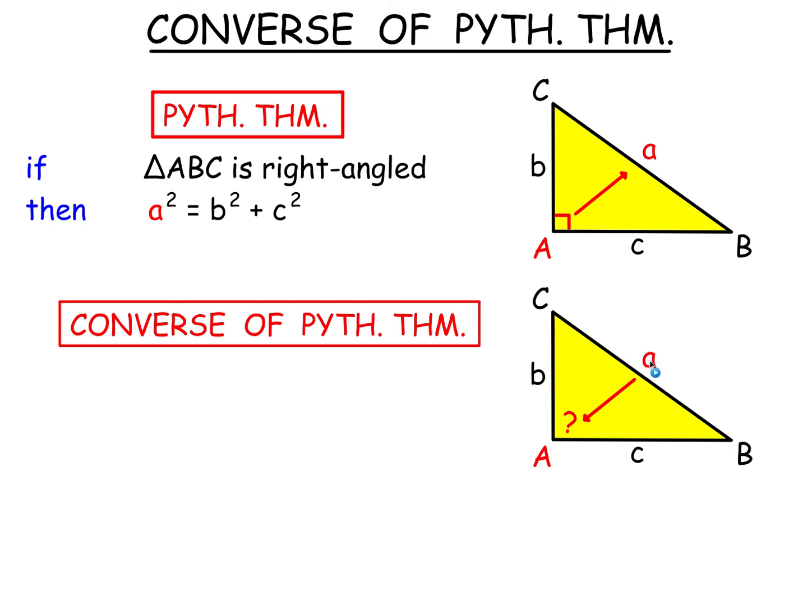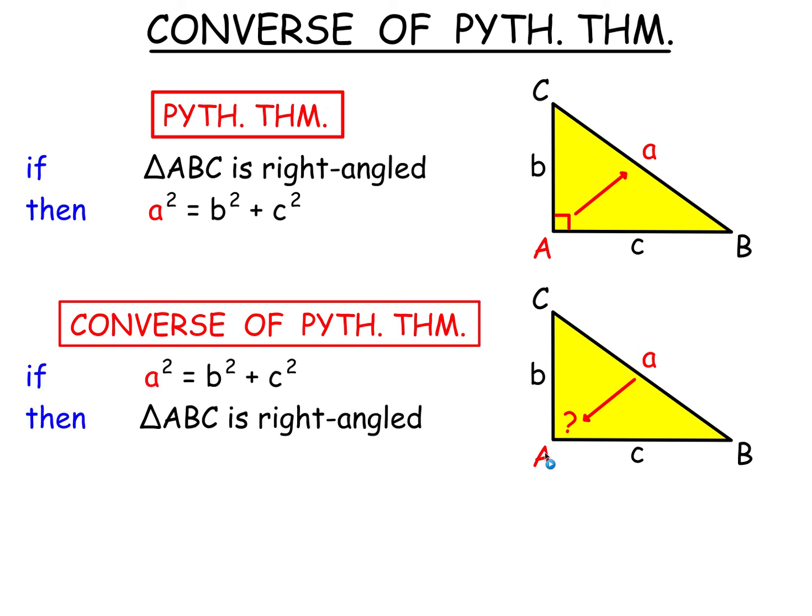Hypotenuse A is opposite angle A. You've shown angle A is 90 degrees. So here's the converse of Pythagoras' theorem. If a squared equals b squared plus c squared, then the triangle is right-angled, and it's right-angled at A. That is, the angle BAC is 90 degrees. So you're showing a triangle is right-angled by showing Pythagoras works on it. That's the converse of Pythagoras' theorem.